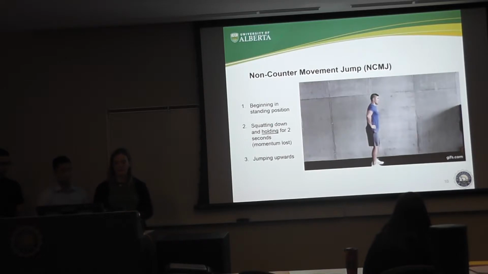The next jump that we had subjects do was the non-counter movement jump. This is really similar to the counter movement jump. They begin in the standing position, they squat down, but instead of jumping up right away, they hold in the squat for 2 seconds. That basically removes any momentum that they gained in the normal counter movement jump, and they jump up normally as they would in the counter movement jump.